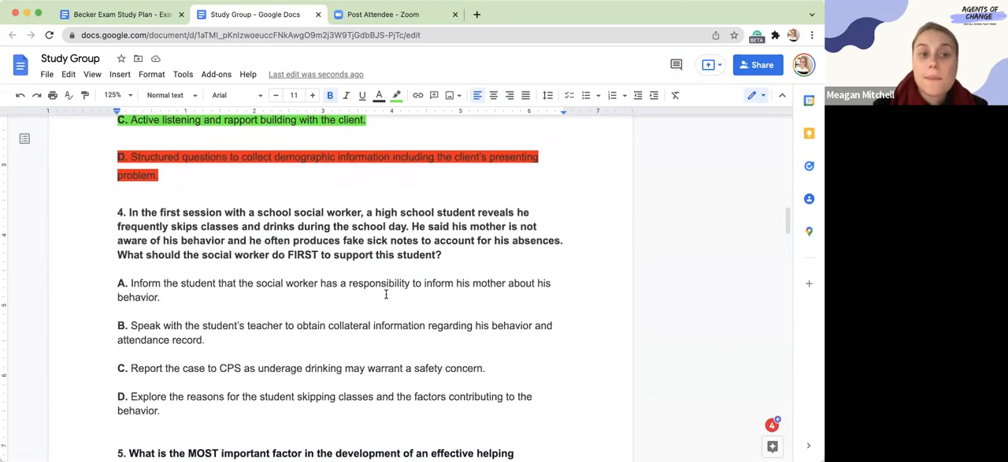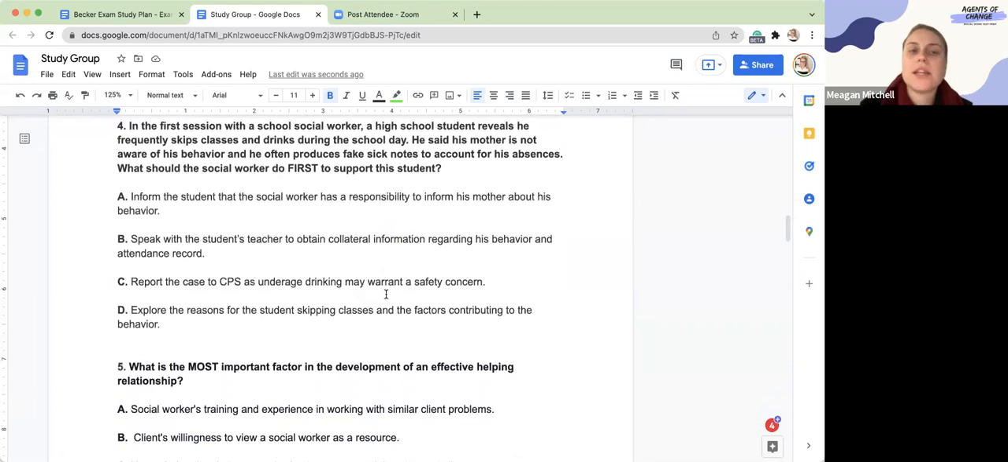Okay, number 4. In the first session with a school social worker, a high school student reveals he frequently skips classes and drinks during the school day. He said his mother is not aware of his behavior and he often produces fake sick notes to account for his absences. What should the social worker do first to support this student? Go ahead, read this one on your own.